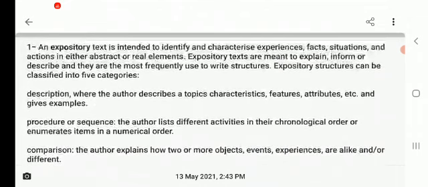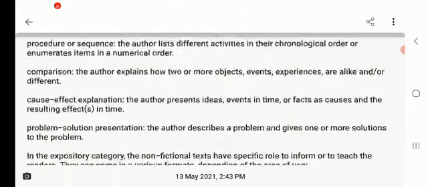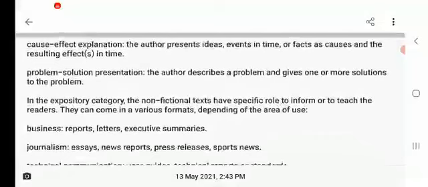While writing the expository text, these are the few descriptive points, 5 categories mentioned: descriptive, procedure or sequence, comparison, cause, problems. So they are very much important. Now, in the expository category, the non-fiction texts have a specific role to inform or to teach the readers.